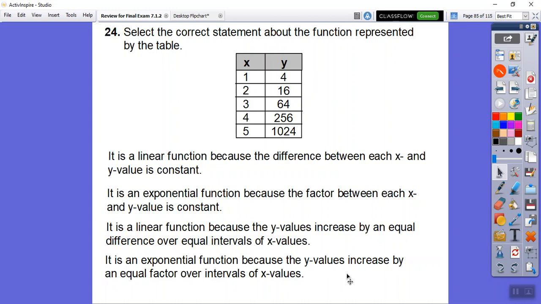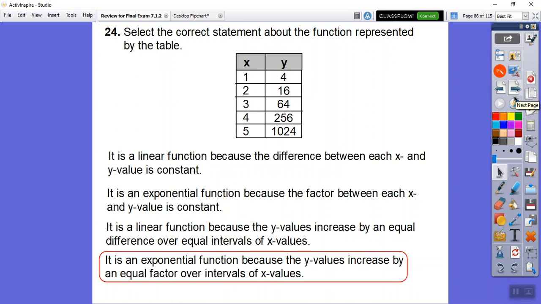Exponential because the y values increase by an equal factor. That's the code word, factor. So we're going to use this one right here. So that's our answer. Okay. Whoops, I think I circled the wrong one. Increase by an equal factor. Whoops, I'm sorry. Sorry, this one's the addition one.